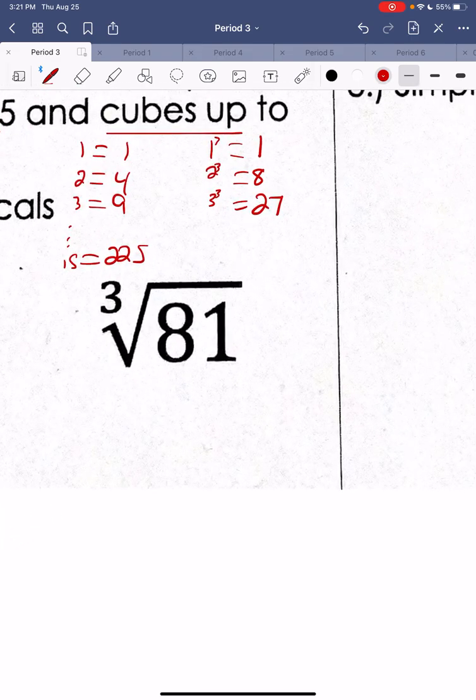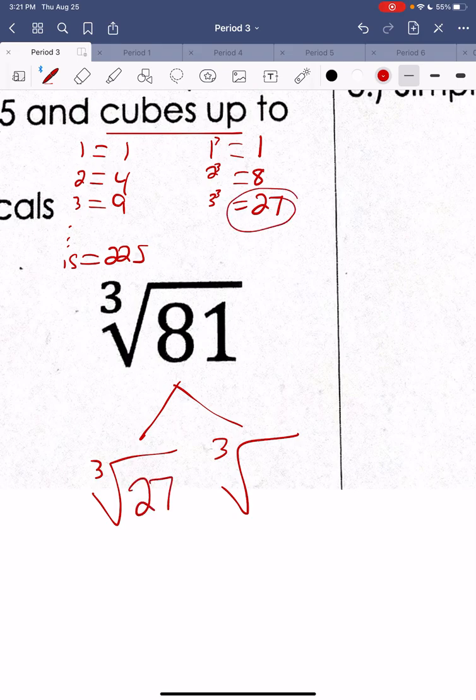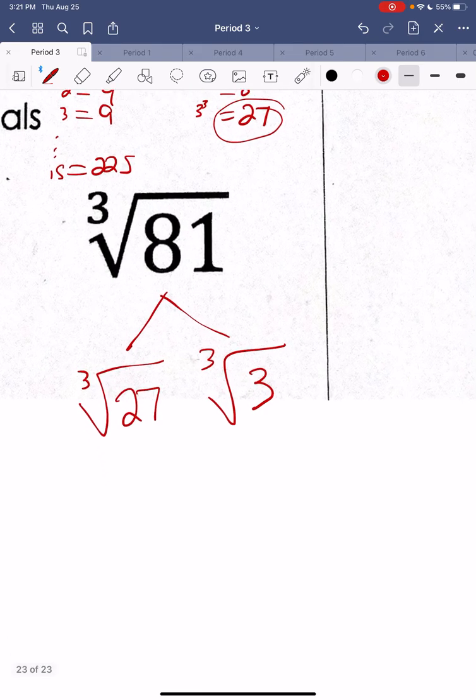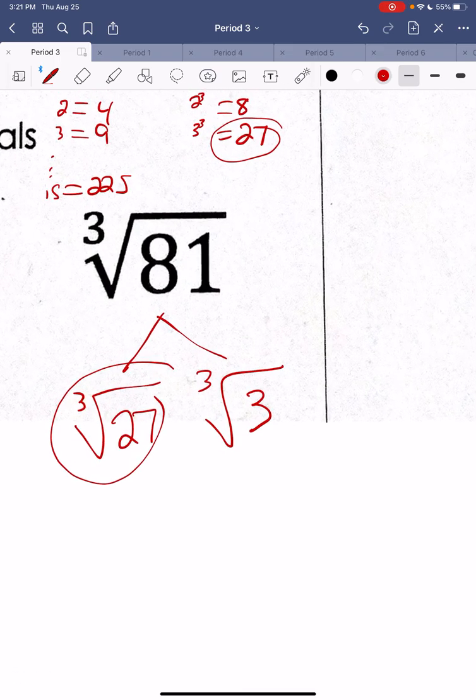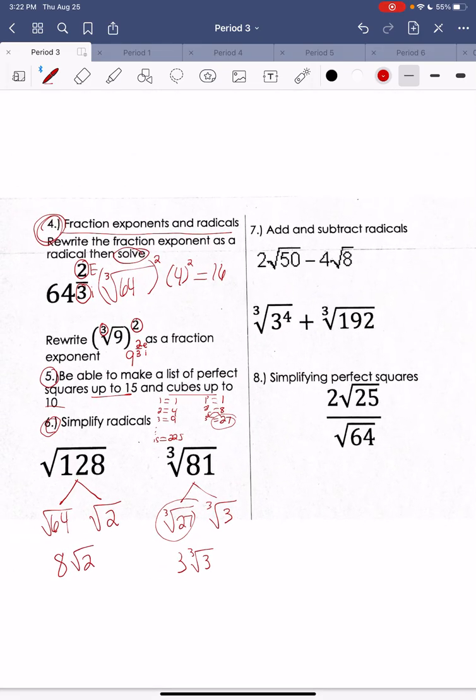Cubes are very similar, but we just need to make sure we write the 3's on the outside. So the cube root that I could divide 81 by is 27, and 27 times 3 makes 81. I can simplify the cube root of 27 because 3 times 3 times 3 makes 27. So that's how we simplify.